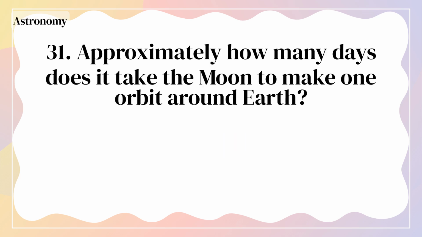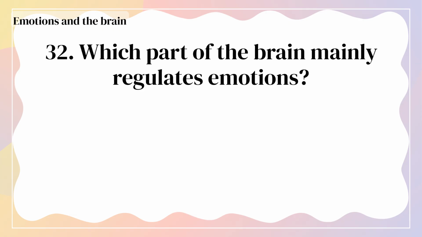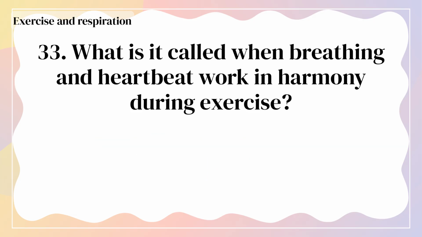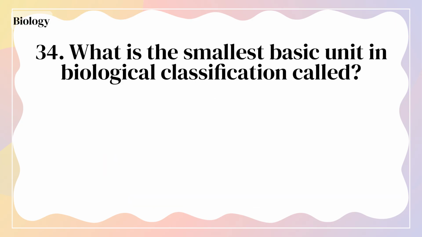Oxygen. Approximately how many days does it take the Moon to make one orbit around Earth? About 27.3 days. Which part of the brain mainly regulates emotions? The limbic system. What is it called when breathing and heartbeat work in harmony during exercise? Cardiopulmonary coordination. What is the smallest basic unit in biological classification called?